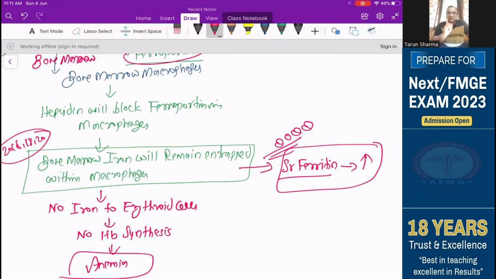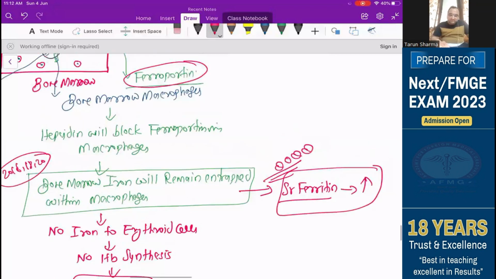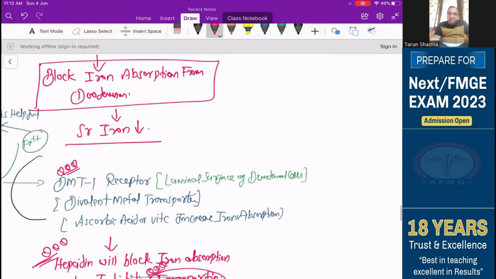Don't depend on serum iron for differentiating anemia of chronic disease from iron deficiency, because in both of the conditions you can see that serum iron will remain low. In anemia of chronic disease also serum iron remains low because it is not getting absorbed due to the blockage by the hepcidin, and even in iron deficiency anemia also serum iron remains low. So remember, serum iron is not a good test to differentiate iron deficiency anemia from anemia of chronic disease.